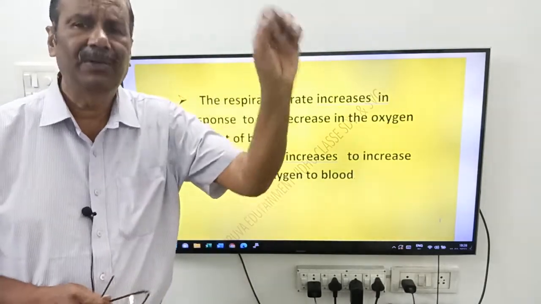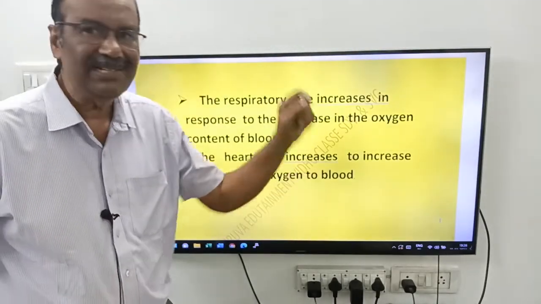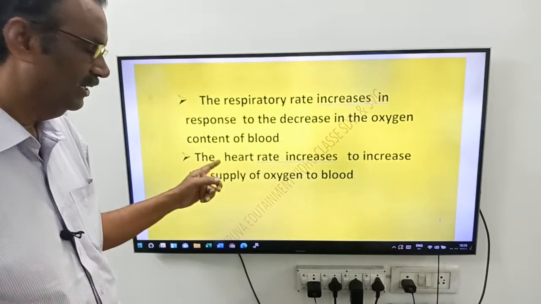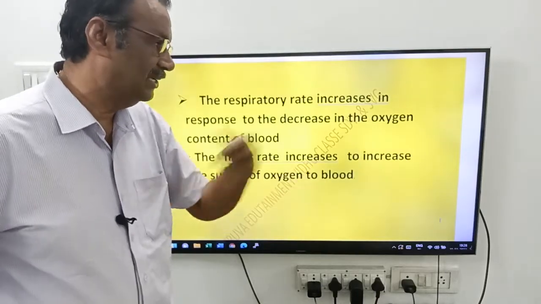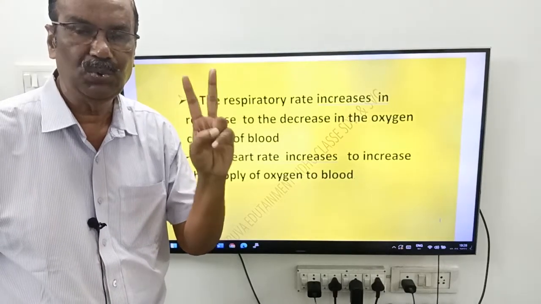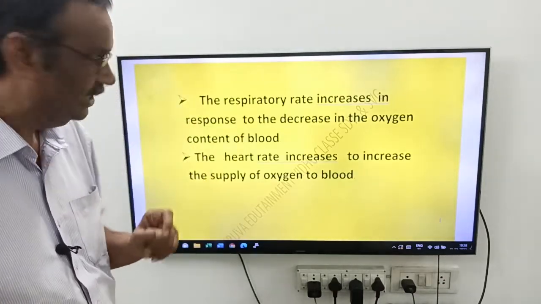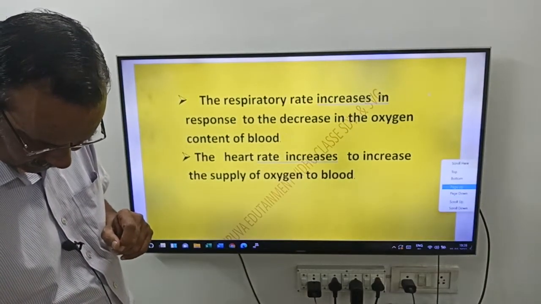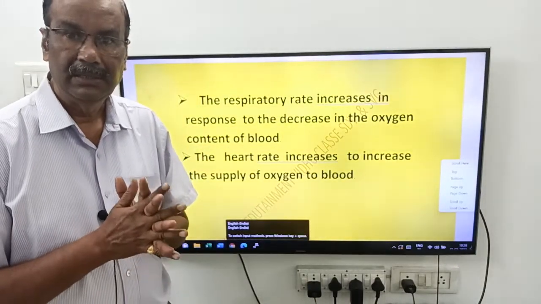First one, friends, you have to write: respiratory rate increases. Come to the second, friends: the heart rate increases to increase the supply of oxygen to the blood. So here you have to write two points, friends. One is respiratory rate increases. Second one, heart rate increases. Okay, friends, this is about our VSQ.